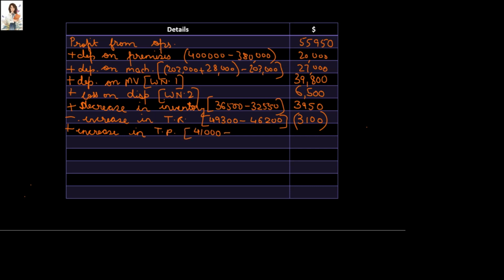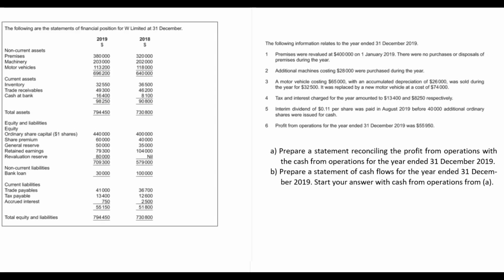41,000 minus 36,700. That is 4,300. This will give us the cash from operations, which is 154,400. Now notice that we have not subtracted the interest and tax from the cash from operations. That is, we have not found out the net cash flow from operating activities. Why is that? Because part A of the question asks us to stop only at the cash from operations. So we will not subtract the interest and tax just yet.